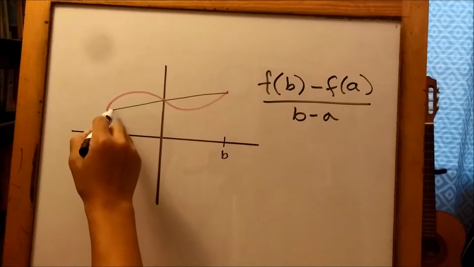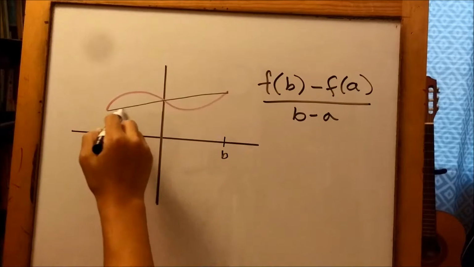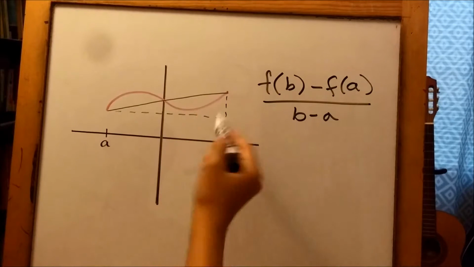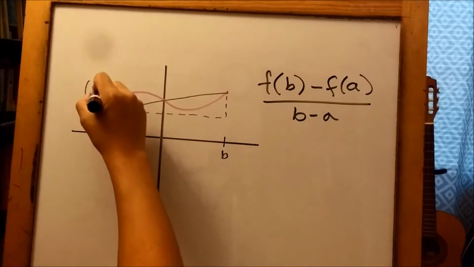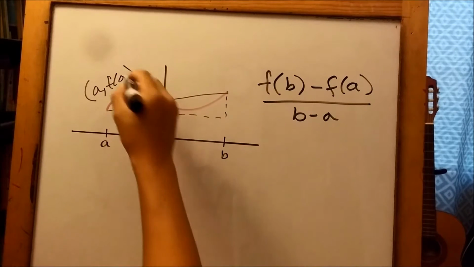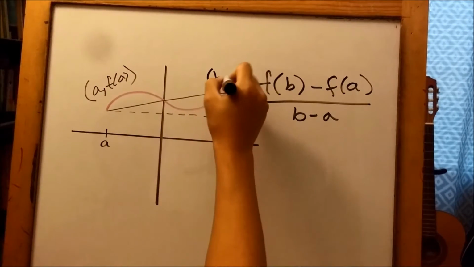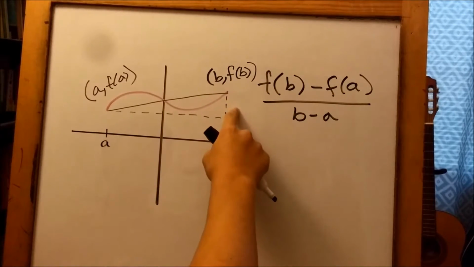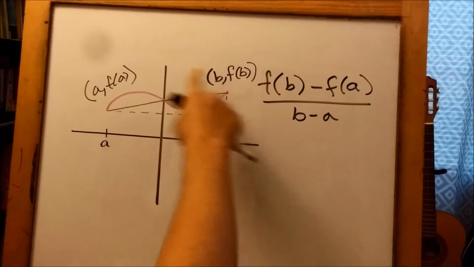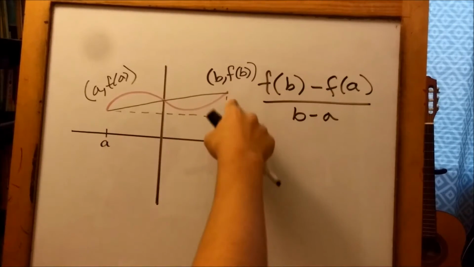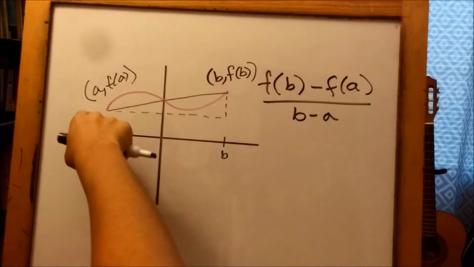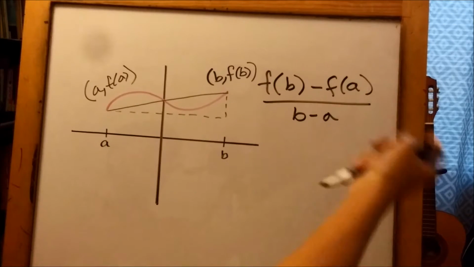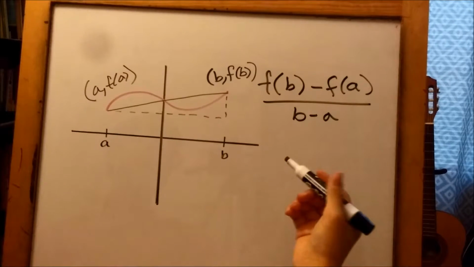Now how do we find that? Basically the average slope is rise over run. Let's say this is our run and this is our rise. Let's call this point A, f of A, and this B, f of B. To find the rise, we would take f of B and subtract f of A. And to find the run, we would take B and subtract A. That would give us the run. And then we would do rise over run, which is f of B minus f of A over B minus A, and that would give us our average slope.